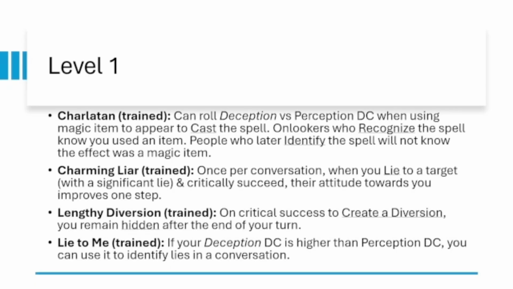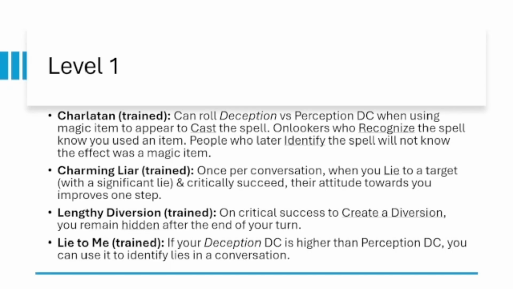And obviously, you could still not be lying, but the point of it is you're using the lie action. Their attitude towards you will improve one step after this, but it's essentially just you can't game it. The third feat is Lengthy Diversion. Basically, when you use Creative Diversion, you remain hidden after the end of your turn. So you can do a more effective diversion. Like if you're trying to do a pickpocketing scheme, getting caught out pretty quick is bad unless you can run away. This will let you literally run.